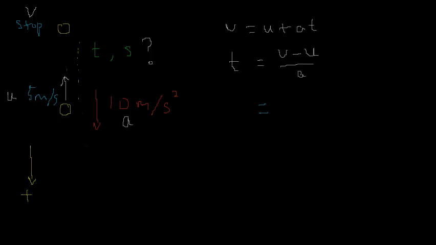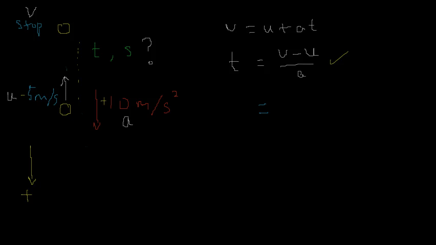Since I choose down to be positive, I can now start giving signs to the velocities and acceleration. The starting velocity u is upwards, so it is in the negative direction. That should have a minus sign. Final velocity is 0, so that doesn't need a sign. Acceleration is downwards, so it's positive, a plus. So we have now all the numbers that we need.